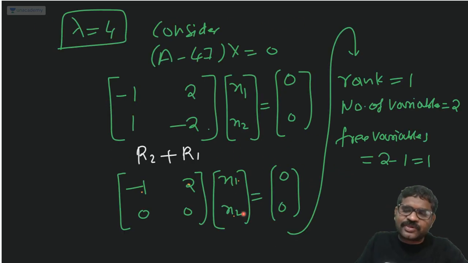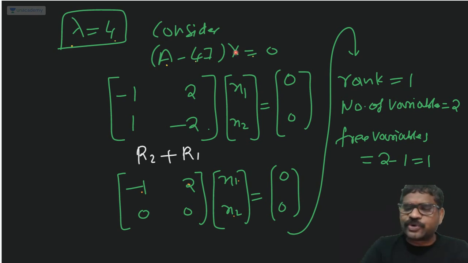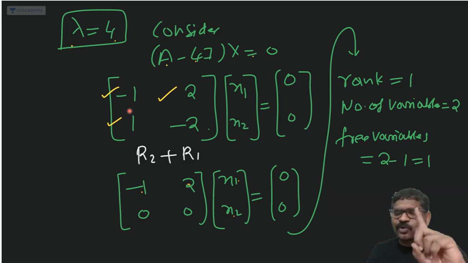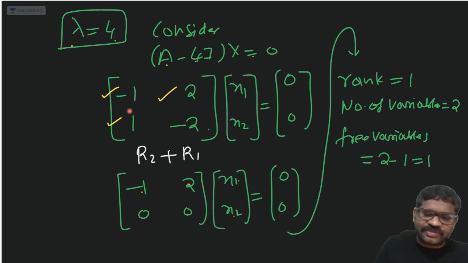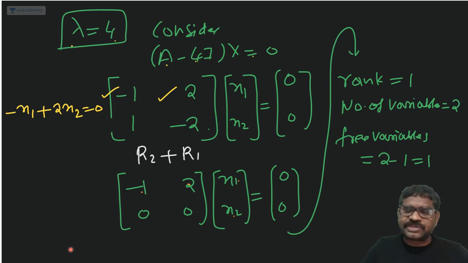Observe. So here, lambda equal to 4, consider (A minus 4I)x equal to 0. You got A minus 4I. From A minus lambda I, you can take either the first row or the second row, any one row. Write the equation. By using the first row, the equation is minus x1 plus 2x2 equal to 0.